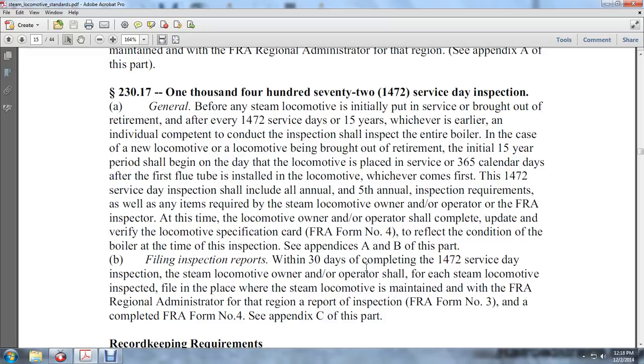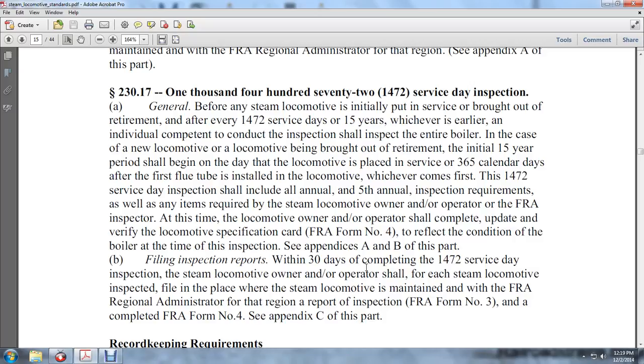The locomotive inspection occurs whichever comes first, the 1,472 service days or 15 years. The inspection shall include all annual and fifth annual inspection requirements and any items required by the FRA inspector at the time. The steam locomotive operator shall complete, update, and verify the locomotive specification card, FRA form number 4, to reflect the condition of the boiler at the time of the inspection. See Appendix A and B of this part.